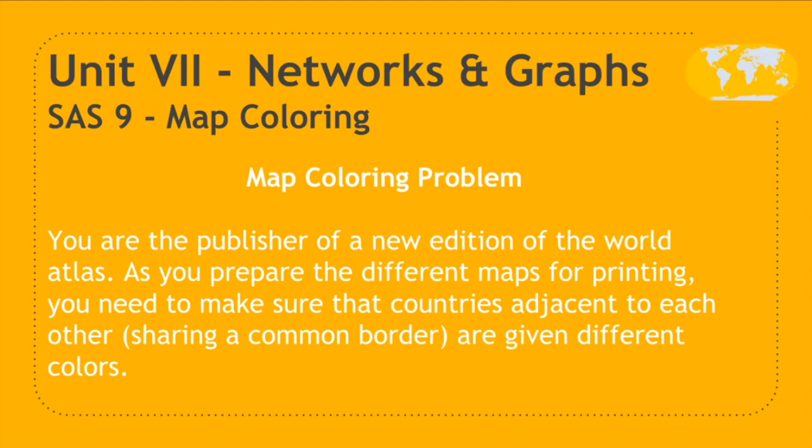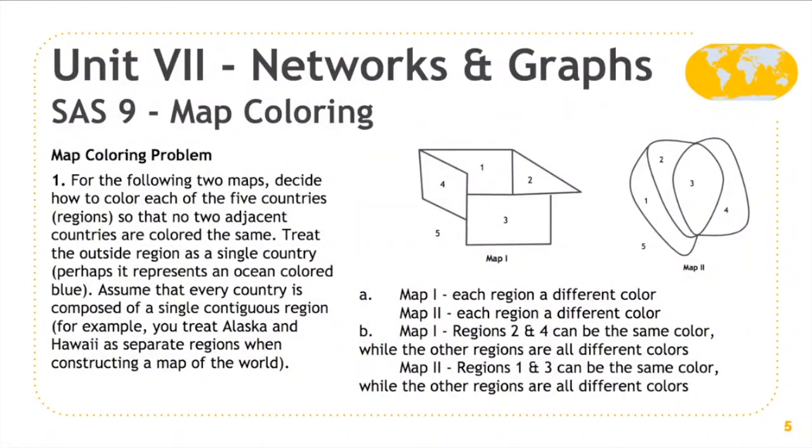So, the map coloring problem, let's discuss it. You are the publisher of a new edition of the World Atlas. As you prepare the different maps for printing to put in this atlas, you need to make sure that the countries adjacent to each other, ones that share common borders, are given different colors. So, decide how to color each of the 5 countries in map 1 and map 2 so that no 2 adjacent regions or countries are colored the same. Treat the outside region as a single country.